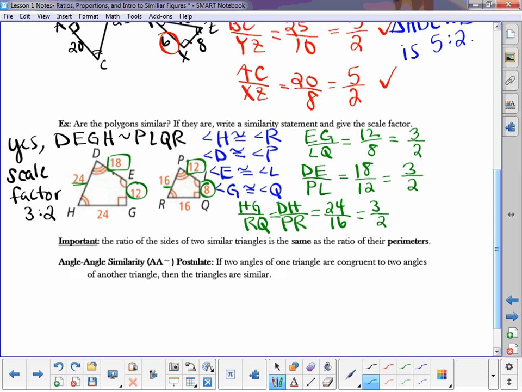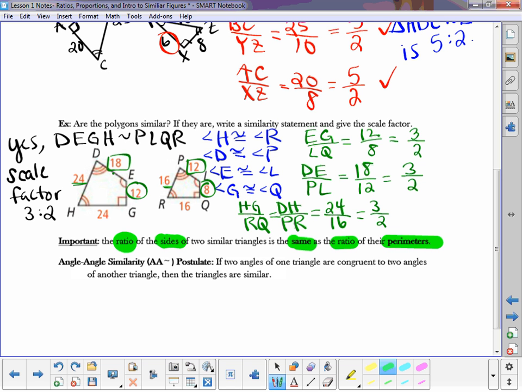Yeah. Alright. So now let's take a look at our last 2 pieces of information. This is just an important tidbit that we're going to deal more with later on in the year, but it comes into play now, so we're going to go ahead and introduce it now. The ratio of the sides of 2 similar triangles is the same as the ratio of the perimeters. The ratio of the sides is the same as the ratio of the perimeters.